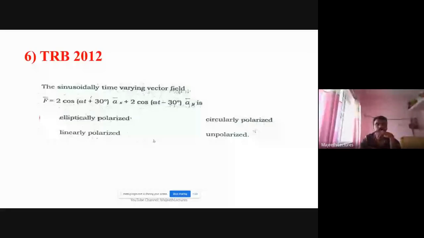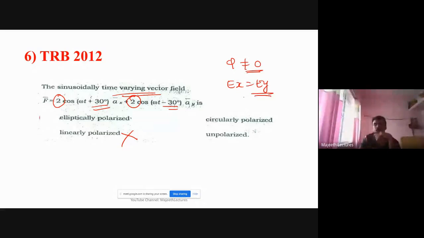Next you see, the sinusoidally time varying vector field 2 cos omega t plus 2 cos(omega t minus 30). Is the phase same? No, the phase is different. Phase is not equal to 0. Phase 0 means linearly polarized. This is 2, this is 2. Ex is equal to Ey, so it should be circular. Right? So in this way only we have to identify the answers. Clear?